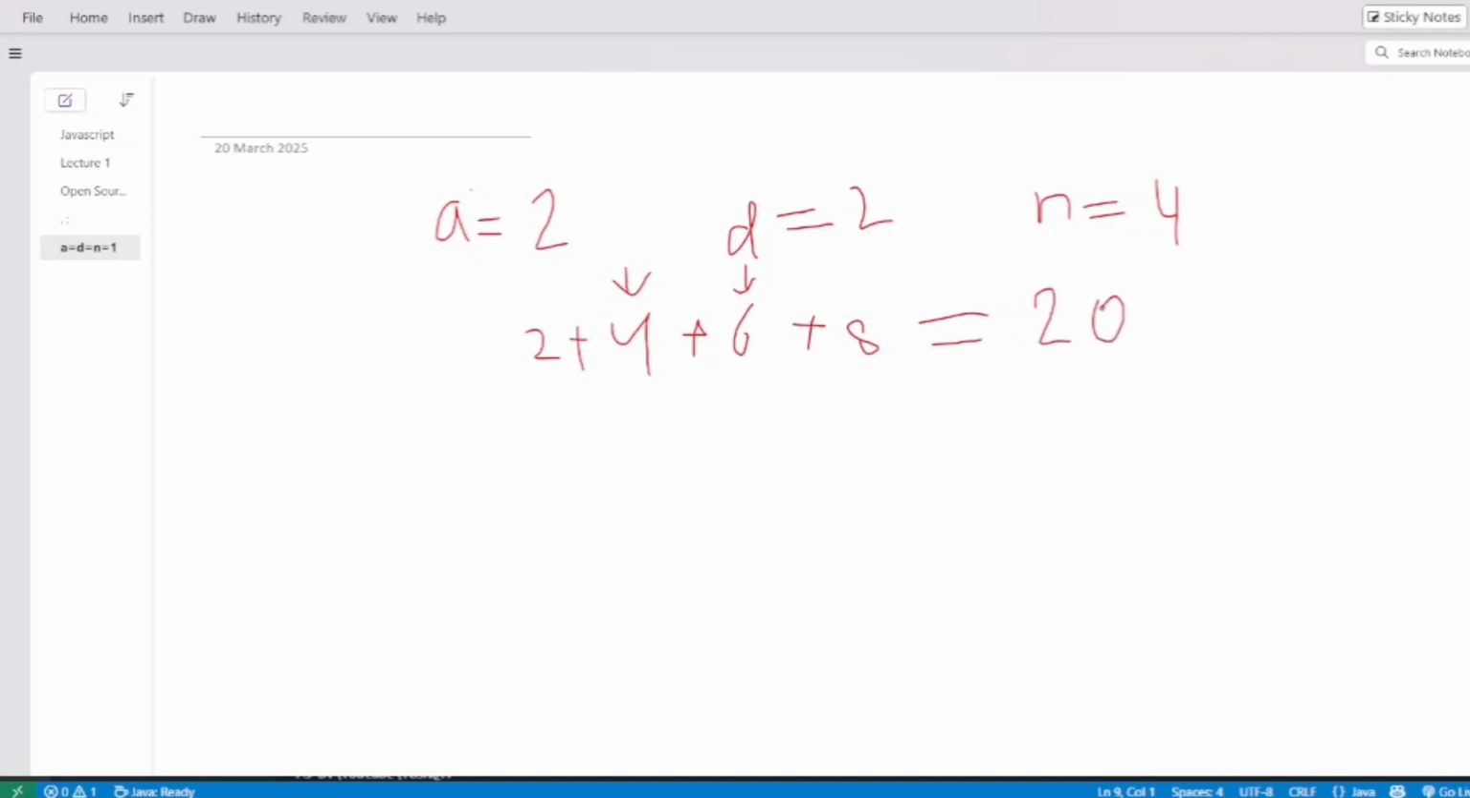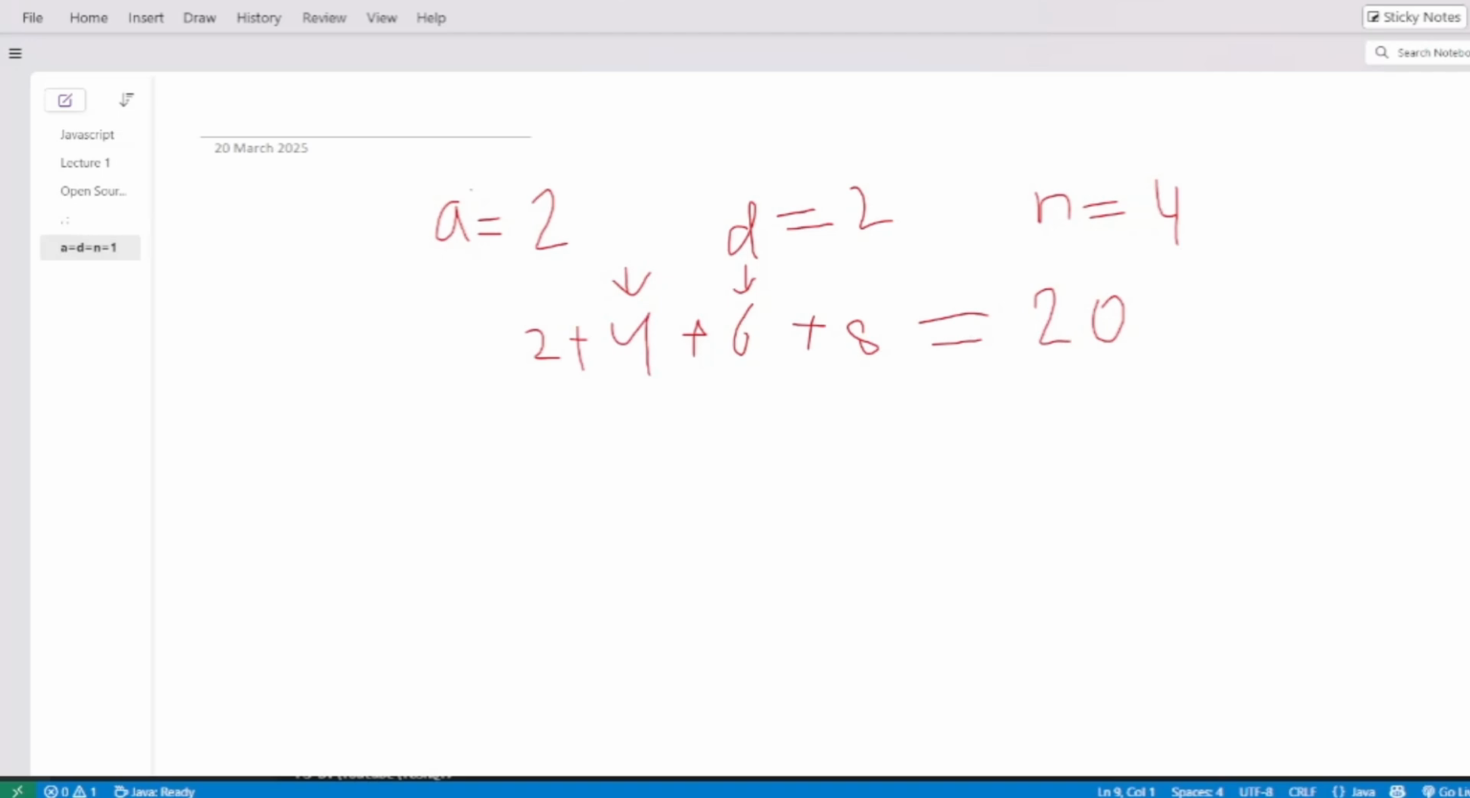So we need to find the sum of the AP series. For solving this problem, if we apply the brute force approach, we simply traverse using a for loop or while loop and simply count the sum. This is the brute force approach. What is the optimal approach?